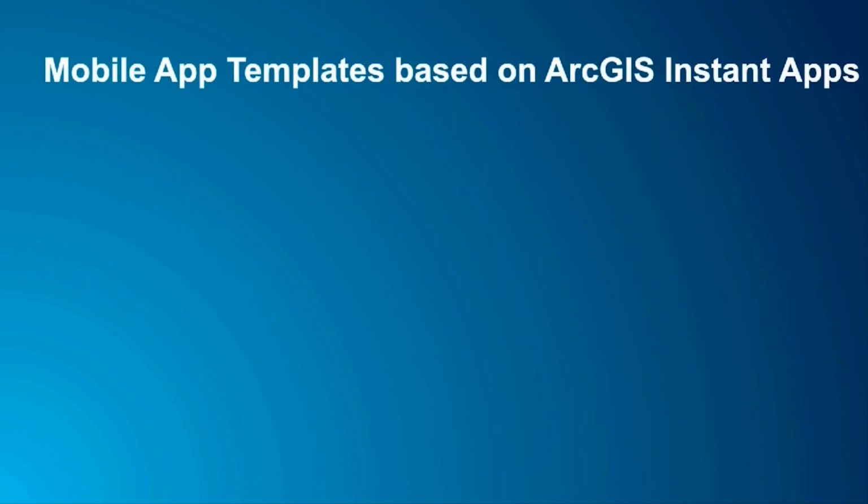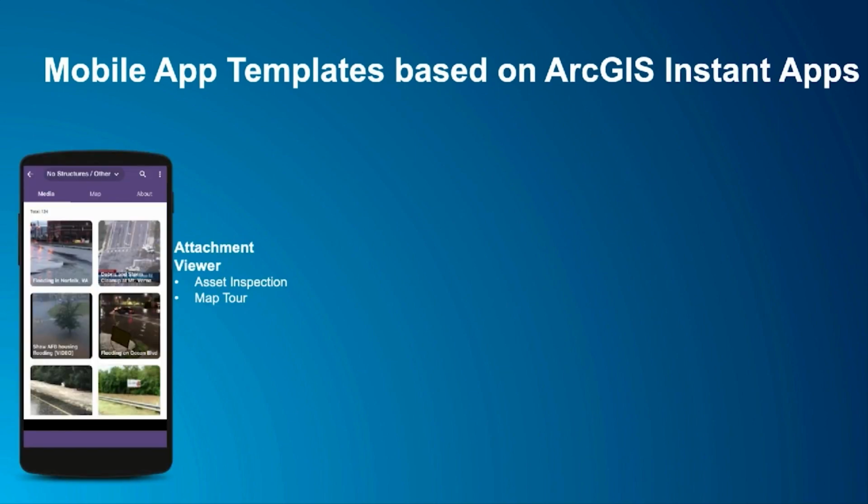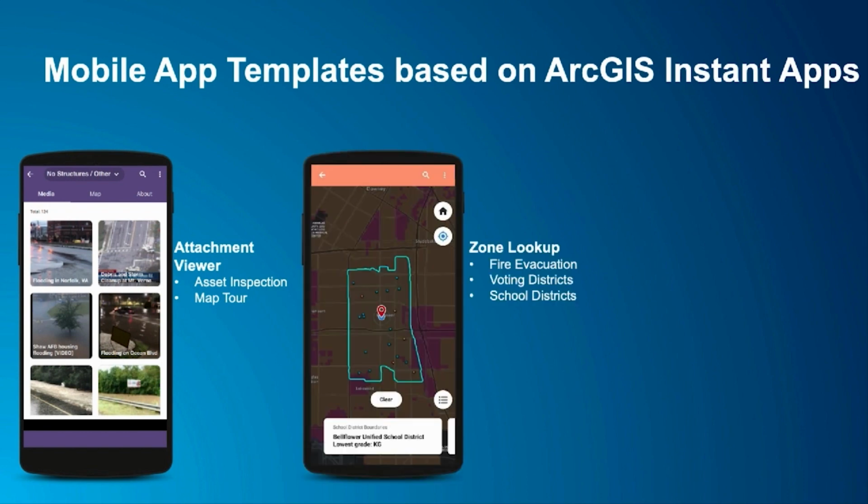We have some newer templates based on ArcGIS Instant Apps. So these are mobile app templates where you first configure an instant app and then you create a mobile app. One is the attachment viewer. This is for looking at things like asset inspection information. So if someone was out in the field collecting information, taking pictures, you can see it in a nice format on your mobile device. We have zone lookup, great for finding out what zone am I in.